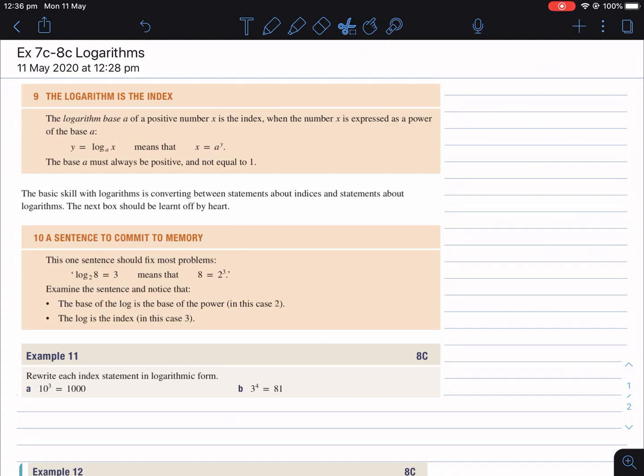Alright, welcome to exercise 7C or 8C, depending on which textbook you're using. Today you're learning all about logarithms. Now, logarithms are essentially a way to help us calculate the product, so multiplying large numbers.